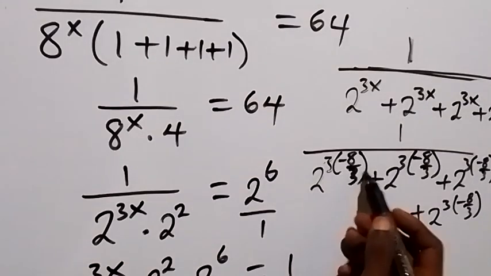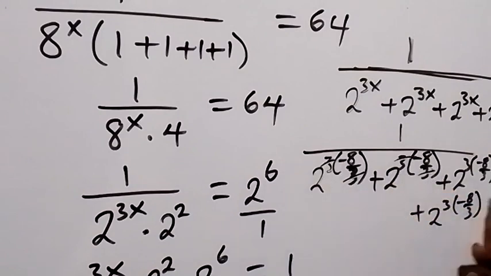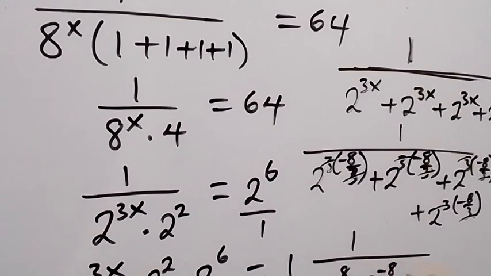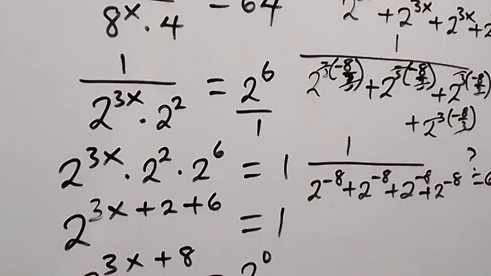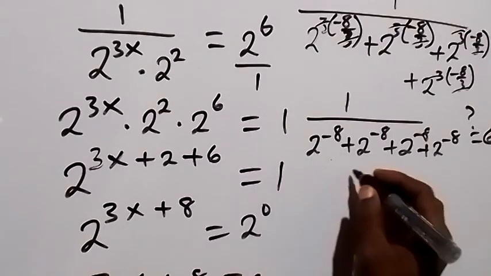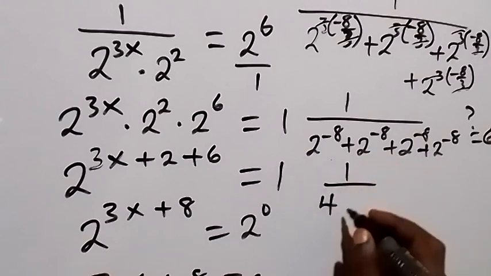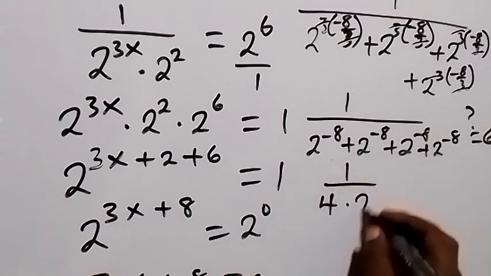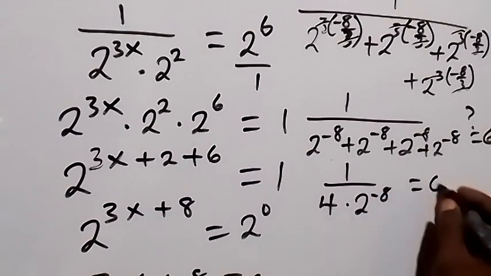Then when you look at this, 3 will cancel 3, 3 cancel 3, 3 cancel 3, and this will reduce to 1 over 2 raised to power minus 8 plus 2 raised to power minus 8 plus 2 raised to power minus 8 plus 2 raised to power minus 8. Will this be equal to 64? Then when we look at this from here, we have this added together. That's same thing as 1 over 4 times, because we have it in 4 places, 2 raised to power minus 8. Will this be equal to 64?